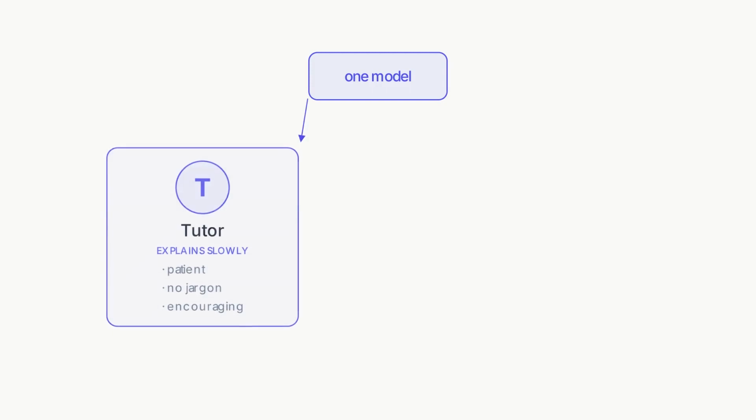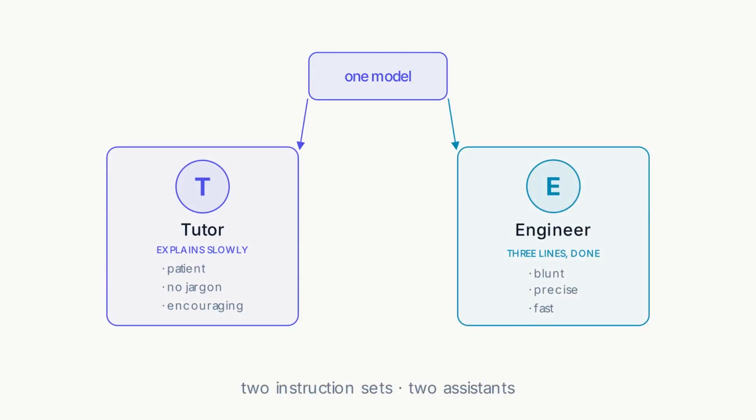Give the model one system prompt, and it becomes a warm, patient tutor who explains things slowly and never assumes you know the jargon. Give it another, and it becomes a blunt senior engineer who answers in 3 lines of code and no small talk. Same model, 2 instruction sets. 2 completely different assistants. Neither one is smarter than the other. They've simply been pointed in different directions.